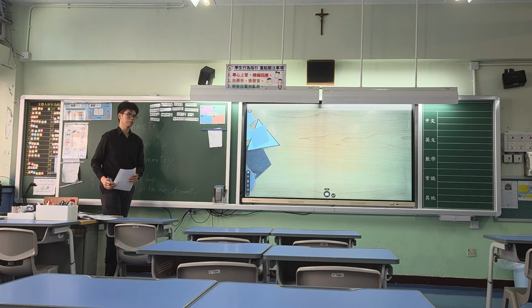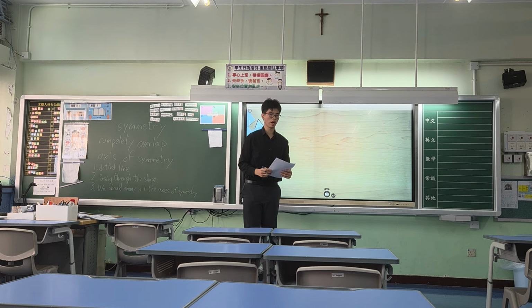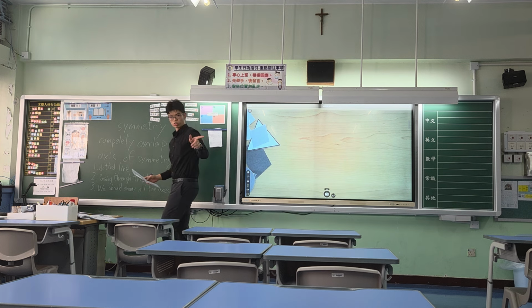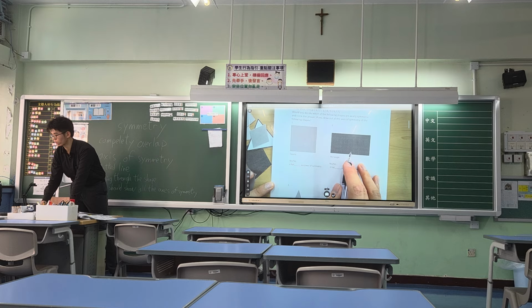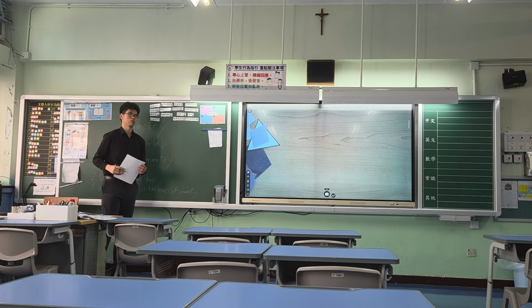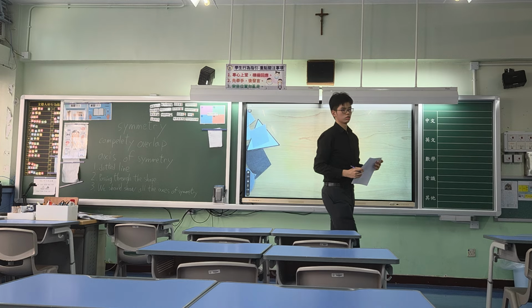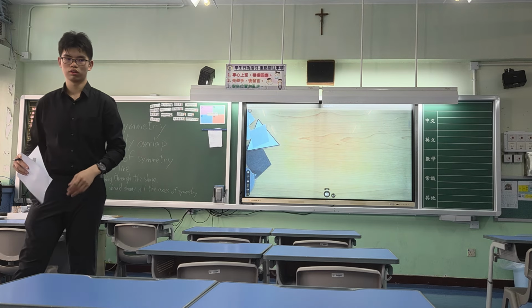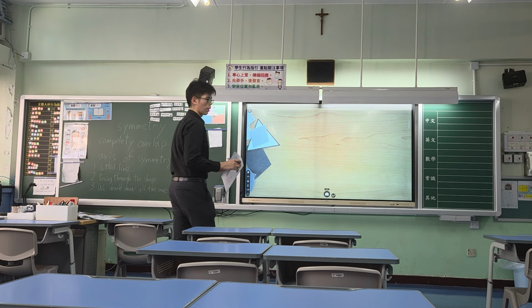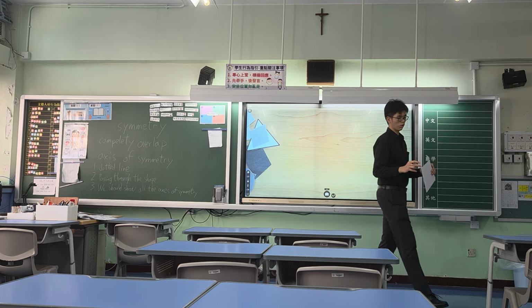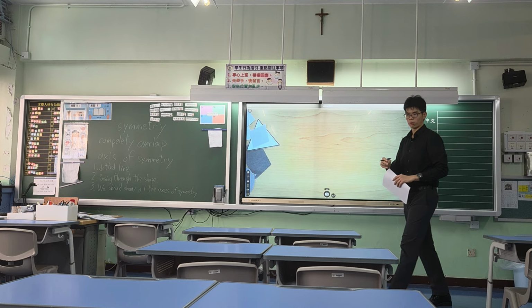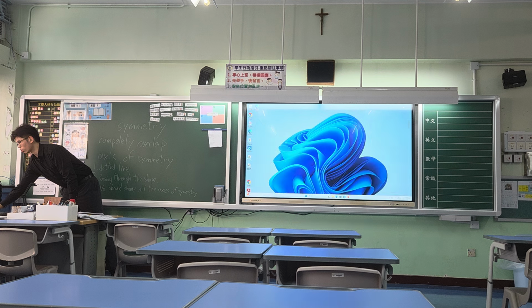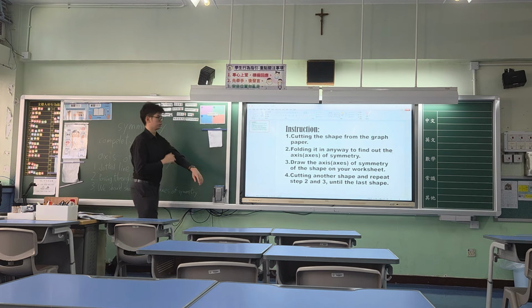Later on, I will check each of your groups. Group 1, I will check your answer for the first question. Group 2, I will check your answer for the second question. Okay, so far so good. I'm giving you 8 minutes to finish the questions of the group work. Okay, 8 minutes. Go. Remember, cut the shape from the graph paper and fold it in any way. Then draw it on the worksheet. So, okay, 8 minutes, go.